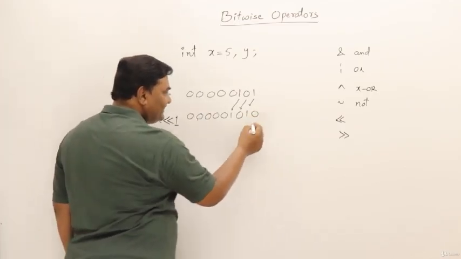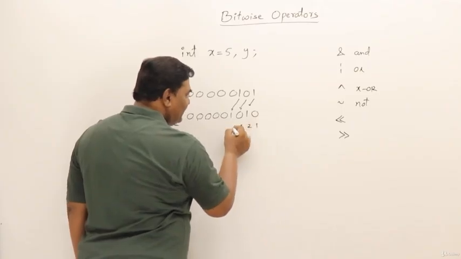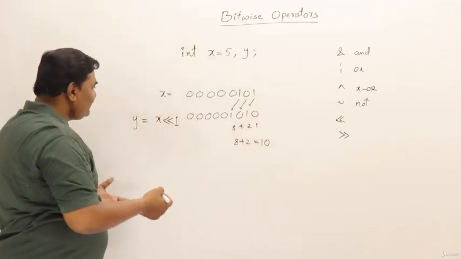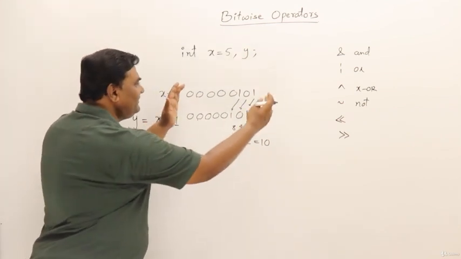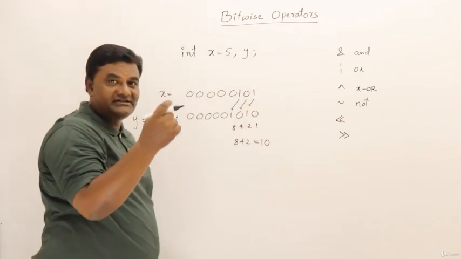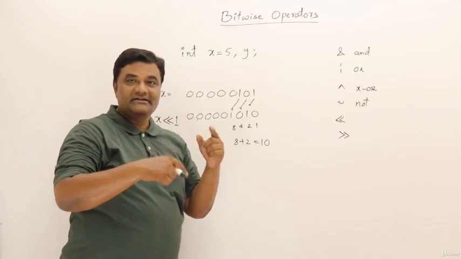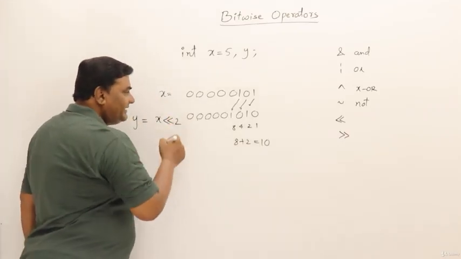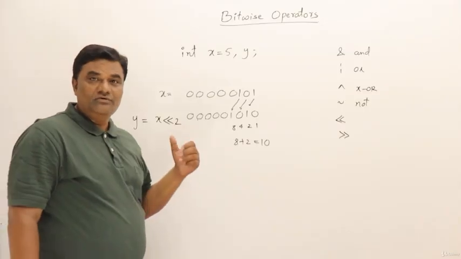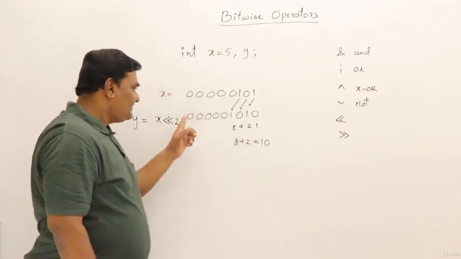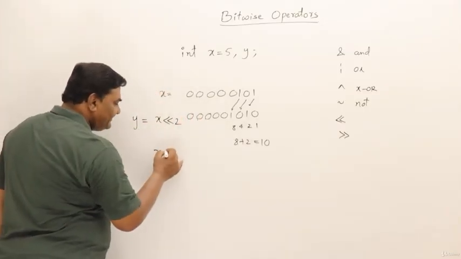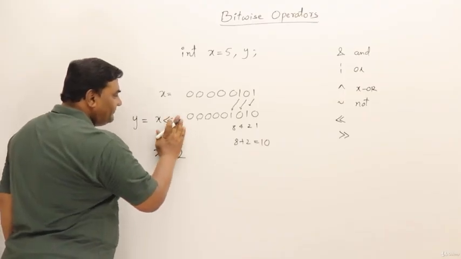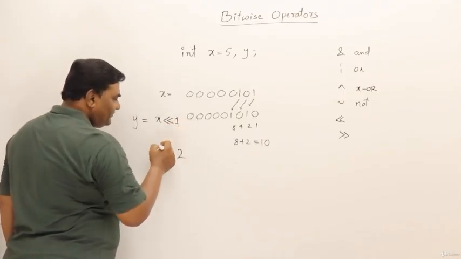Now how much is this? This is 1 2 4 8, so this is 8 plus 2, this is 10. So actually what has happened is, when you shift all these bits on the left hand side by one space, then this 5 will get multiplied by 2. If you move them by 2 spaces, then it will get multiplied by 4. So whatever the value of x is, this will get multiplied by 2 power whatever the number you write here.